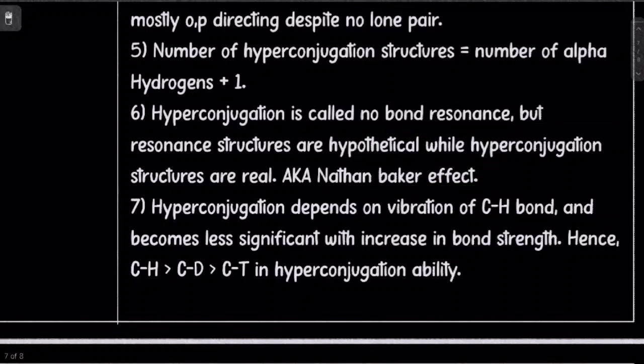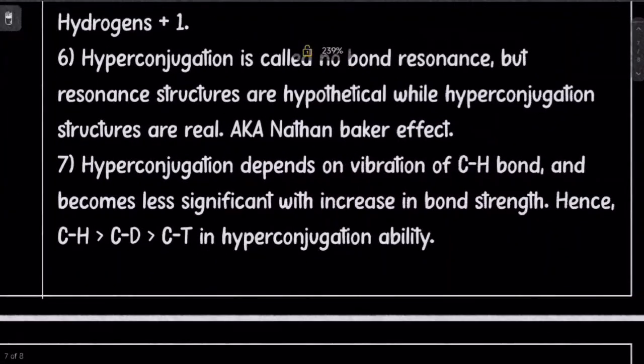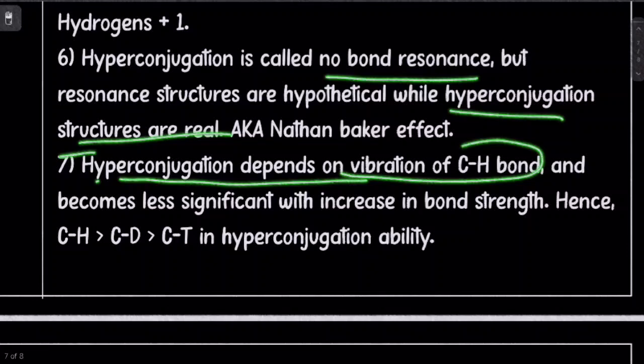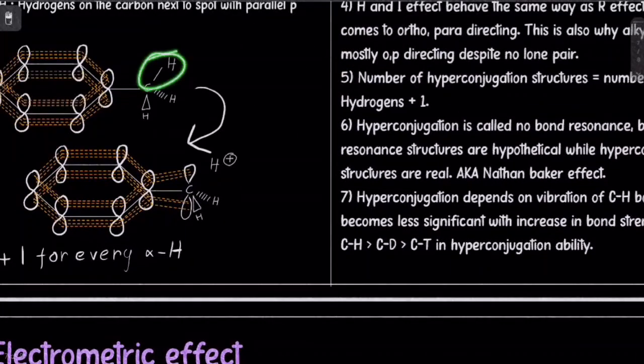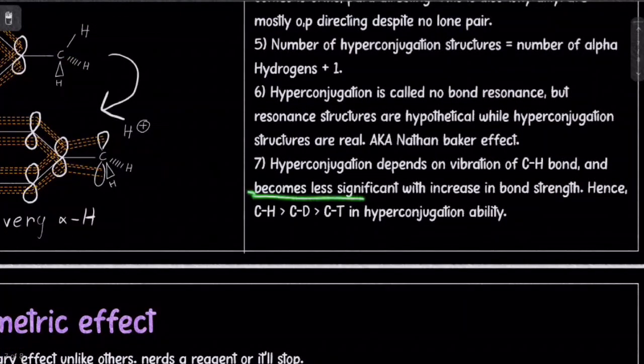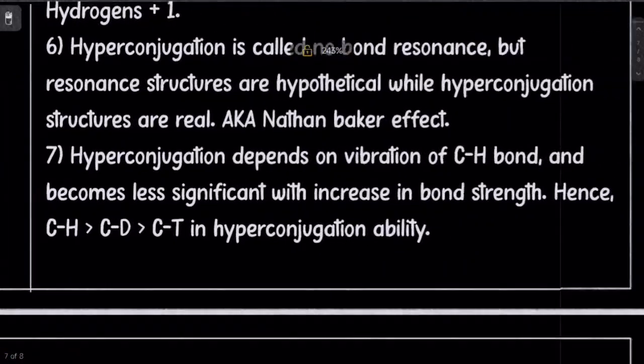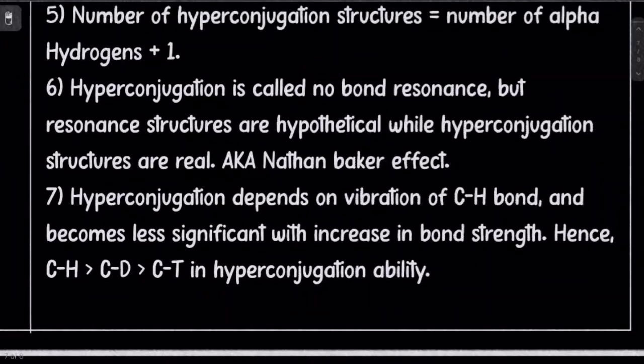But keep in mind that resonance structures are hypothetical and not real. But hyperconjugation structures are real. Yep, they are real. Despite being known as no bond resonance, hyperconjugation structures are real. And hyperconjugation depends on the vibration of the CH bond, like this CH bond, and it becomes less significant with increase in bond strength. Hence, hyperconjugation ability order is greatest of CH bond, then CD bond, then CT bond.